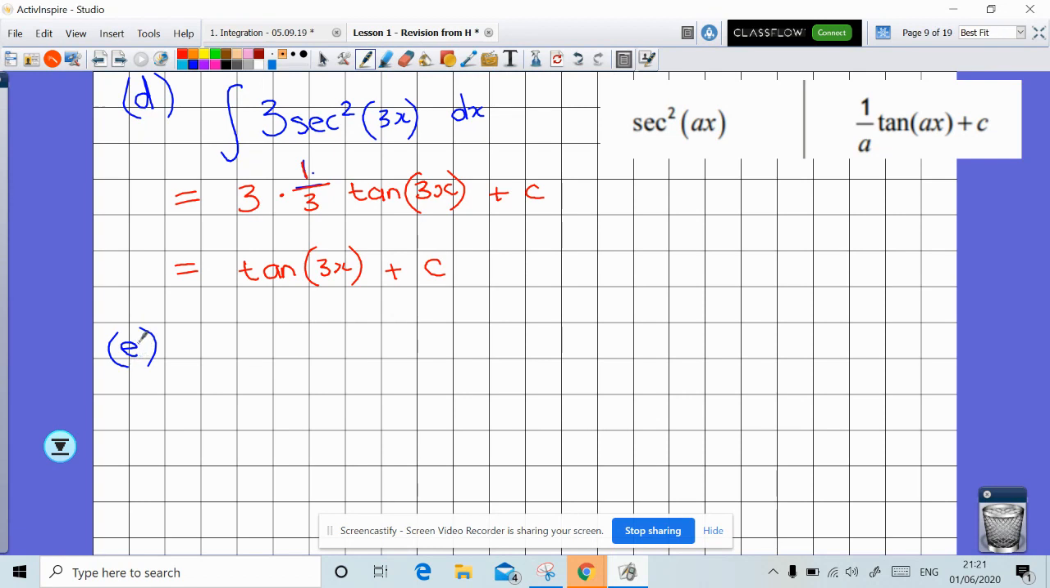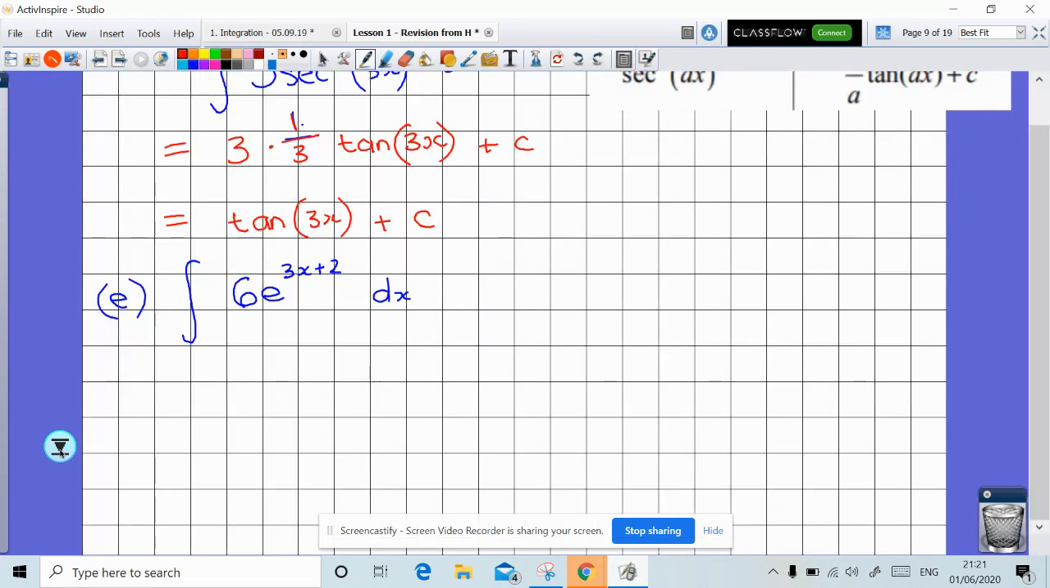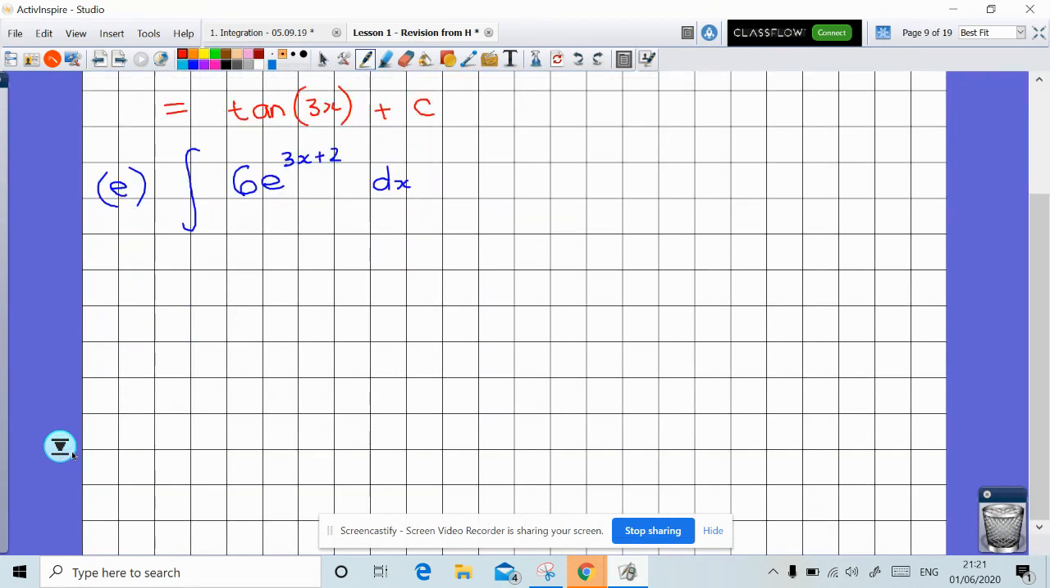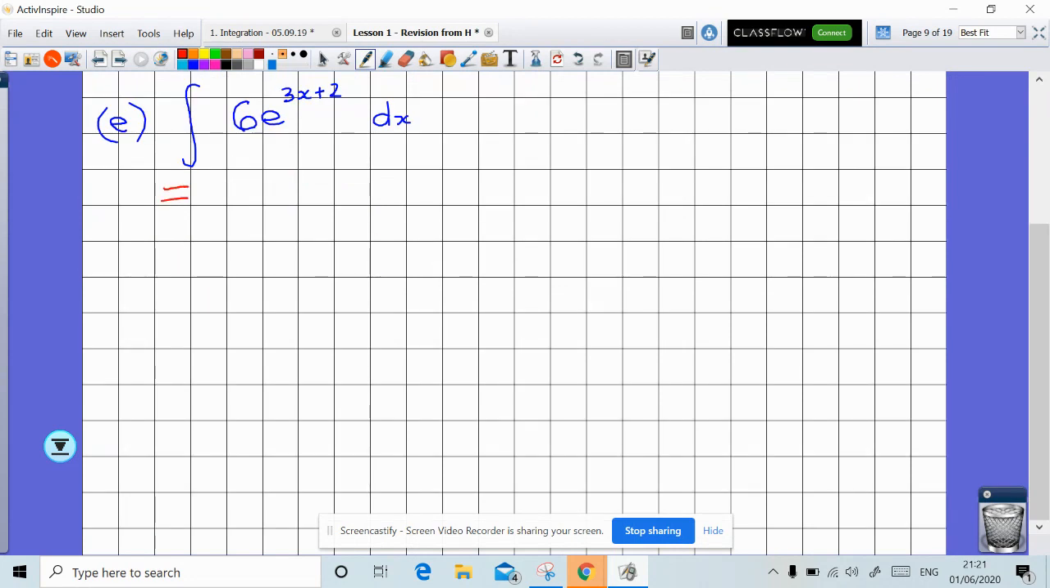Okay, 3 more examples, then you can try some yourself. So the integral of 6e to the 3x plus 2 dx. Okay, so we've got an exponential here, so everything stays the same. It's the easiest part. I love exponentials for this. Everything stays the same. Then divide by the derivative of that power.